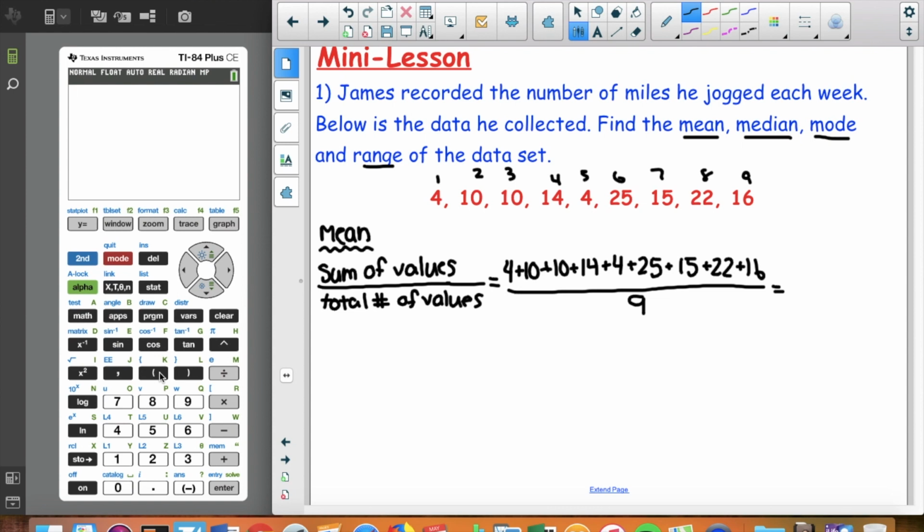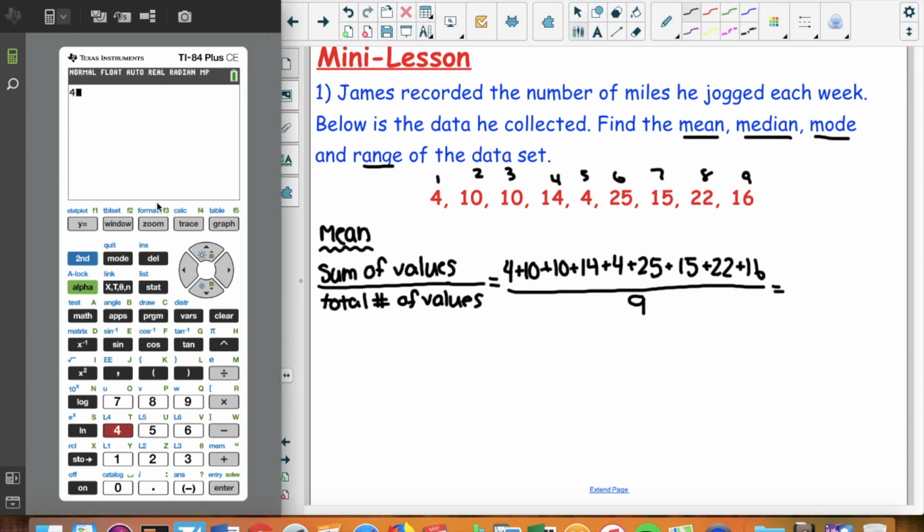Okay, so first things first, I'm going to add up the values. So we have 4. I did not want to type that there. We have 4 plus 10 plus 10. Oh, that's a 1. So be careful, guys. It can happen where you mess up.